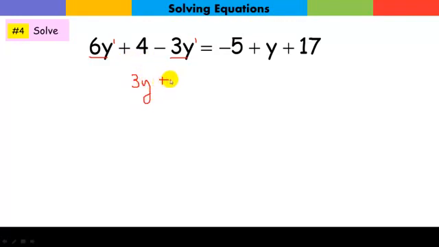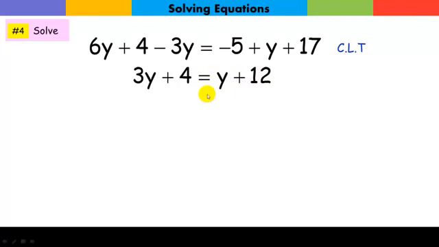I still have this constant on this side. Here I have 2 constants on this side, so I can go ahead and add those. A negative 5 and a positive 17 is a positive 12. So now that I've cleaned that up and simplified each side, I can now go through the process of collecting my like terms. And what I'm going to do is collect my variables on the left side because, again, I have a coefficient of 3.